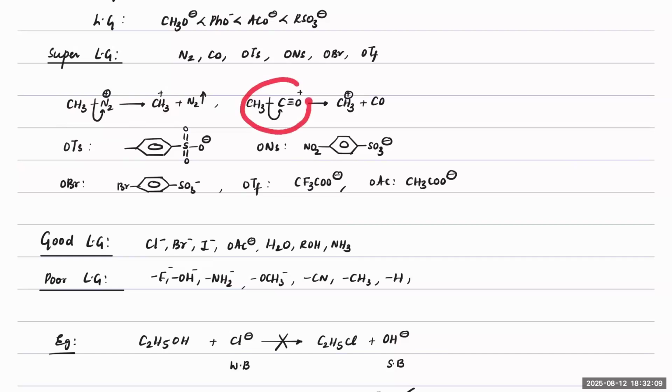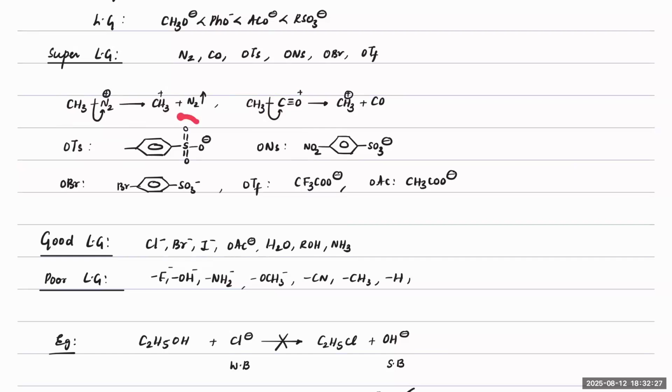The same happens with carbon monoxide also. If this carbon monoxide part is attached to some alkyl group, it will easily say goodbye to it and go away as carbon monoxide gas. We don't require any push or external energy, nothing.